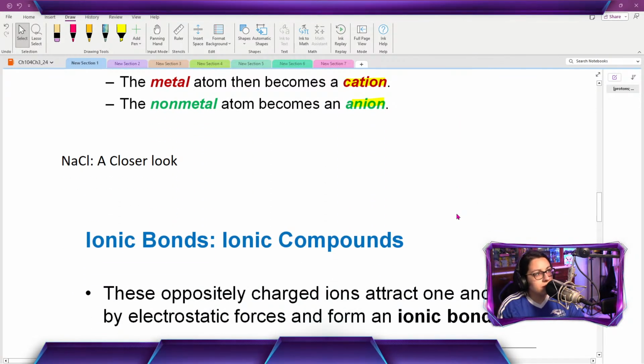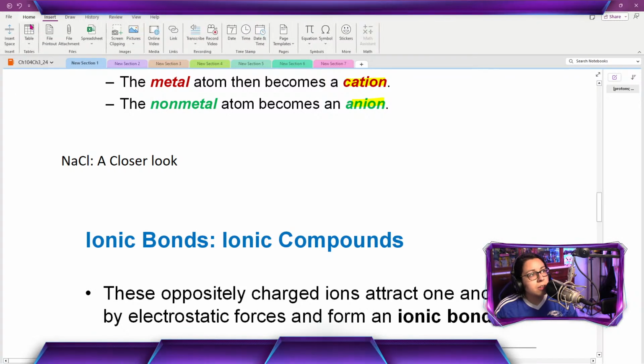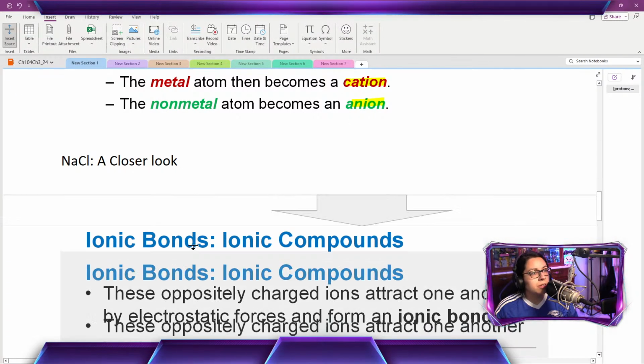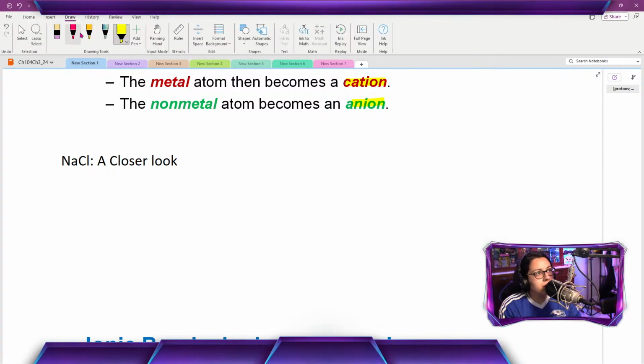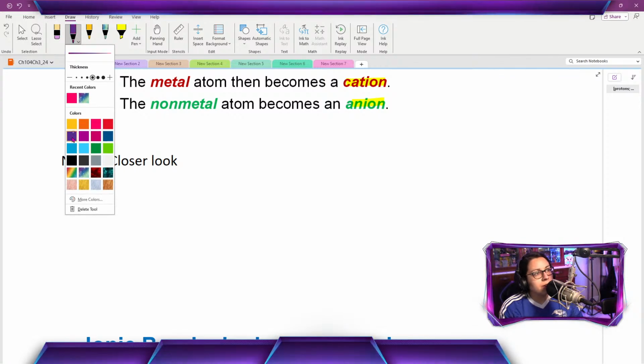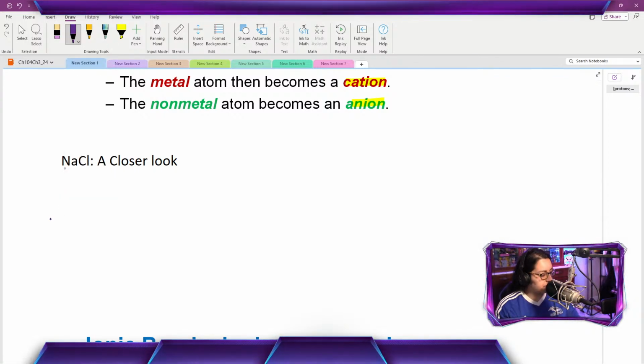All right, so let's take a look at sodium chloride. But before we do that, let's review from last time. Let's see if we can draw or write out our electron configuration of sodium and chlorine.